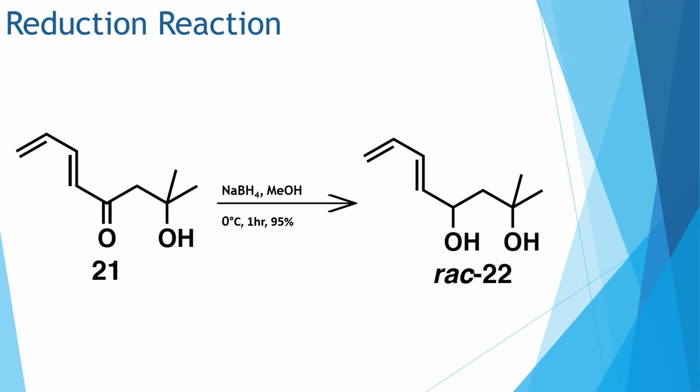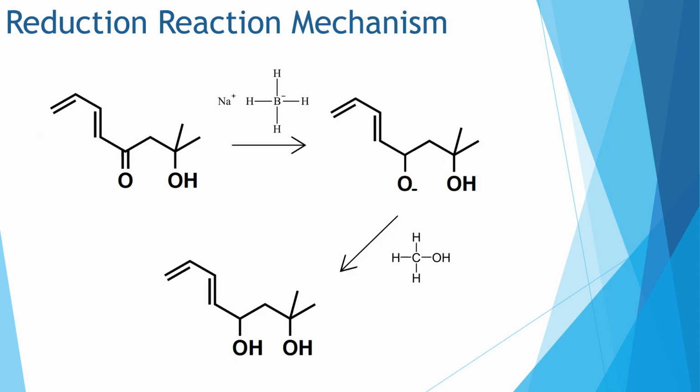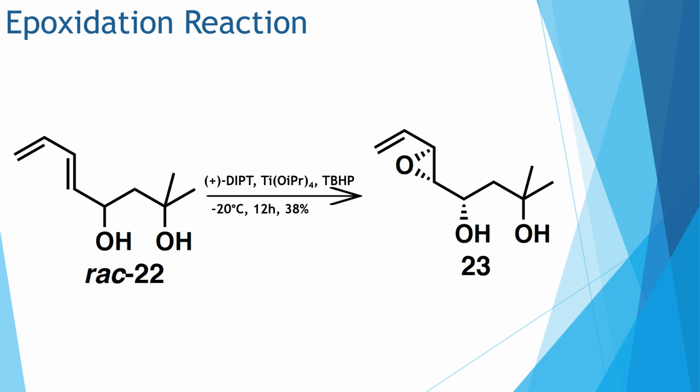So next, molecule 21 was cooled to 0 degrees Celsius and underwent reduction of the ketone group with sodium borohydride and methanol. So borohydride is going to attack the ketone. This is going to kick up. That's going to form an alkoxide. And the alkoxide is going to take a proton from the methanol, therefore making molecule 22. After that, molecule 22 underwent epoxidation performed under -20 degrees Celsius, yielding molecule 23.